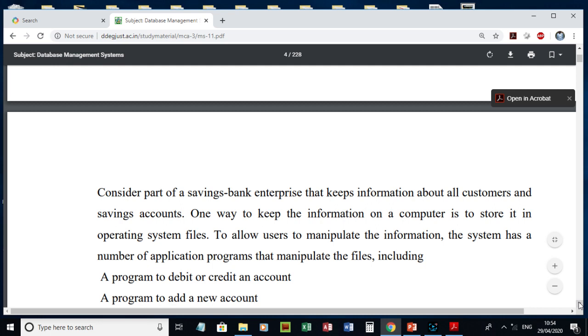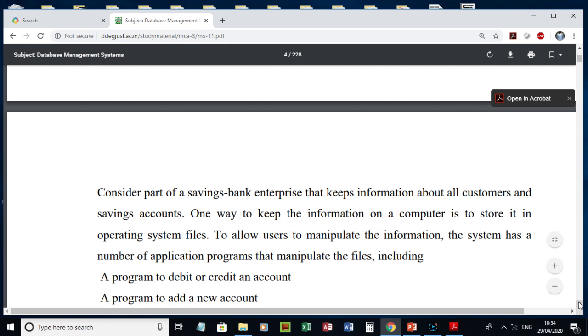The operating system also allows the user to manipulate the information. The operating system running on the computer is only storing the information, but the software on it will also help you to manipulate the information. The system has a number of application programs that manipulate the files. We are talking about a savings bank, or the bank.